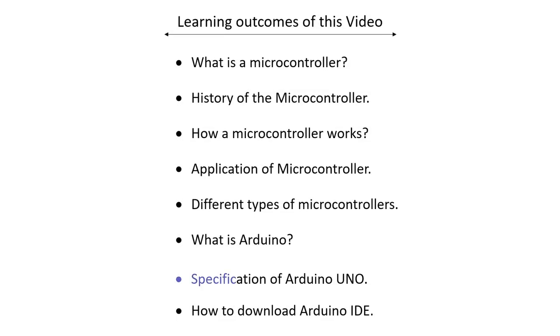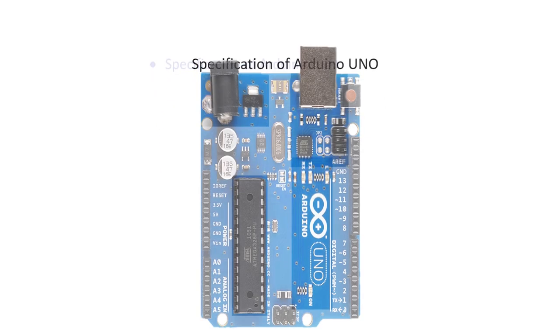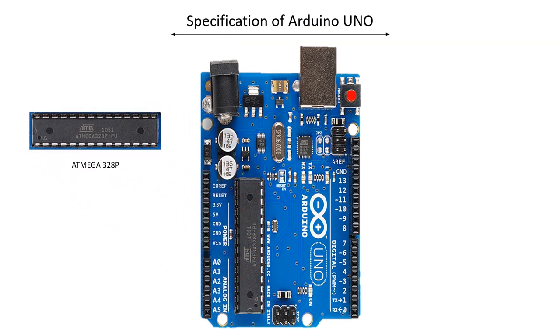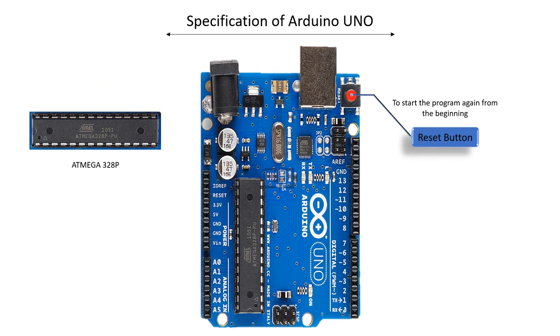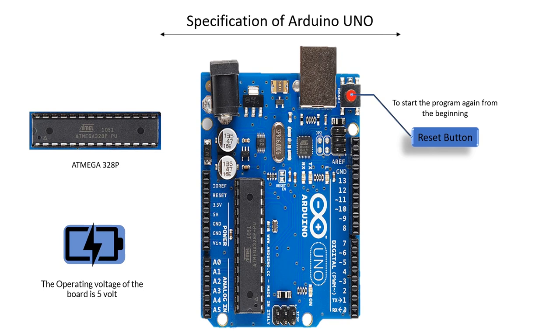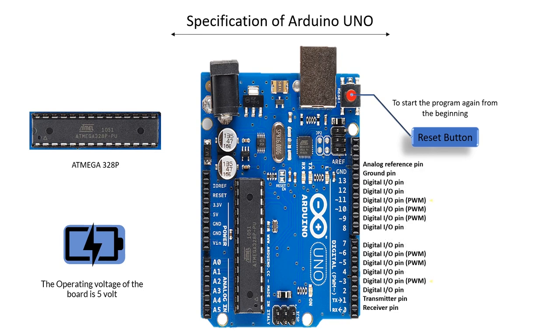So let's see what the specifications of Arduino Uno are. Here we have a microcontroller, Atmega 328P, which is the brain of the Arduino board. This is the reset switch to start the program again from the beginning. The operating voltage of the board is 5 volt. We have 14 digital input-output pins, out of which 6 are PWM pins, that is, pulse width modulation.